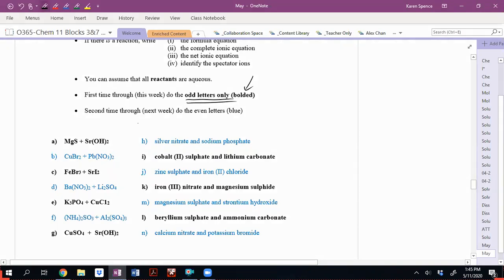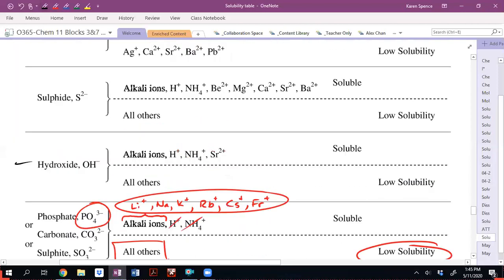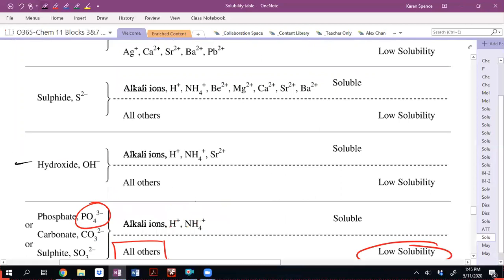I have a quick question. Yes, certainly. For the worksheet, number A, I was just checking the MgS plus Sr(OH)2. Isn't this on the data sheet? Isn't the hydroxide often aqueous when bonded with magnesium? Let's go look. So hydroxide, and you were asking with magnesium, which would be the product, yes? Yes, that will be the result.